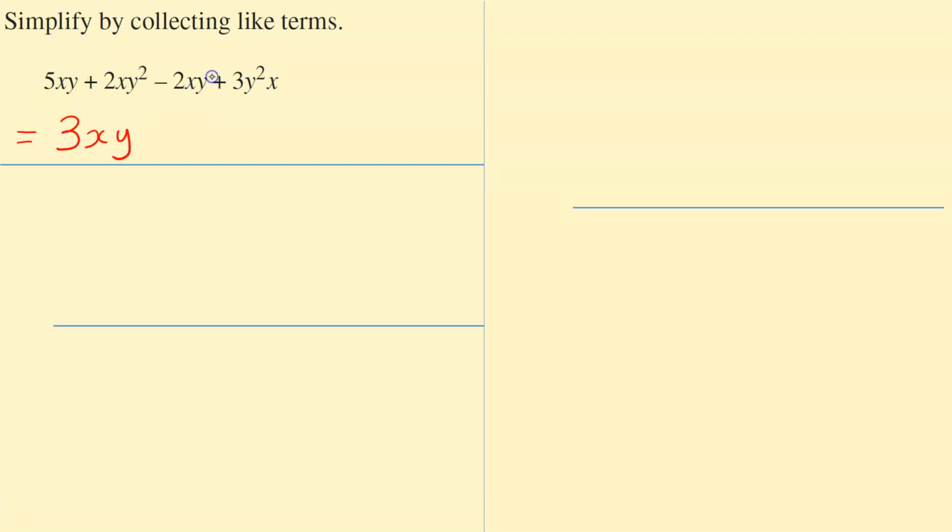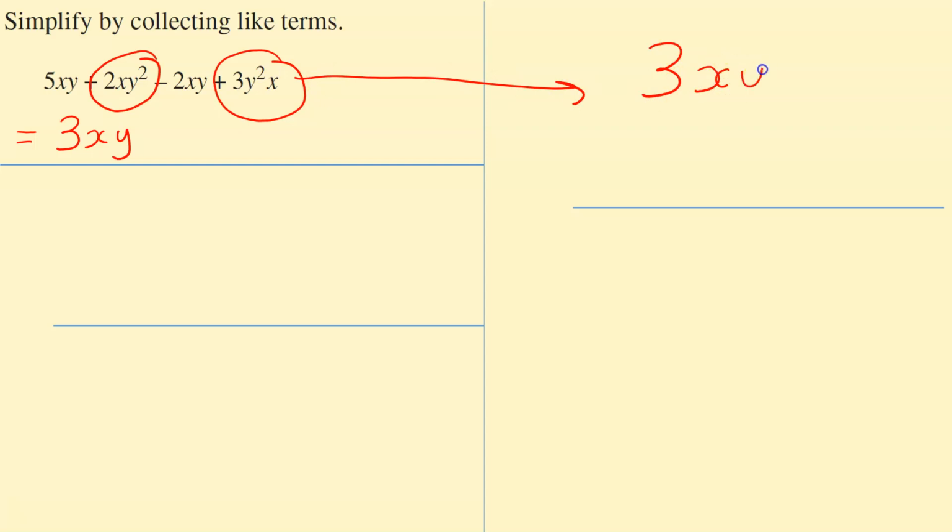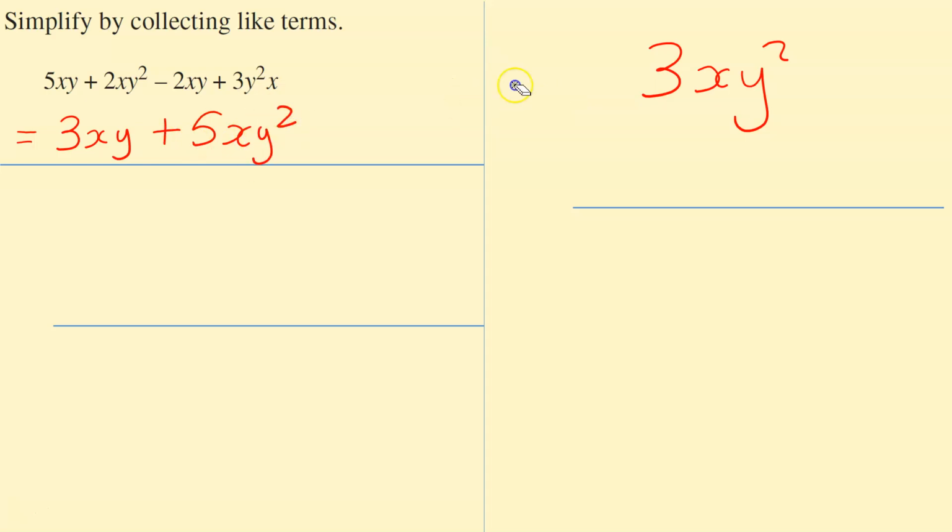Okay. Let's look at this term now. We have plus 2xy squared. Let's compare it to that one. Are those like terms? Well, actually they are, because that 3y squared x, we could write it as, remember the order doesn't matter, like that. And now they're like terms. So 2xy squared plus 3y squared x gives us plus 5xy squared.